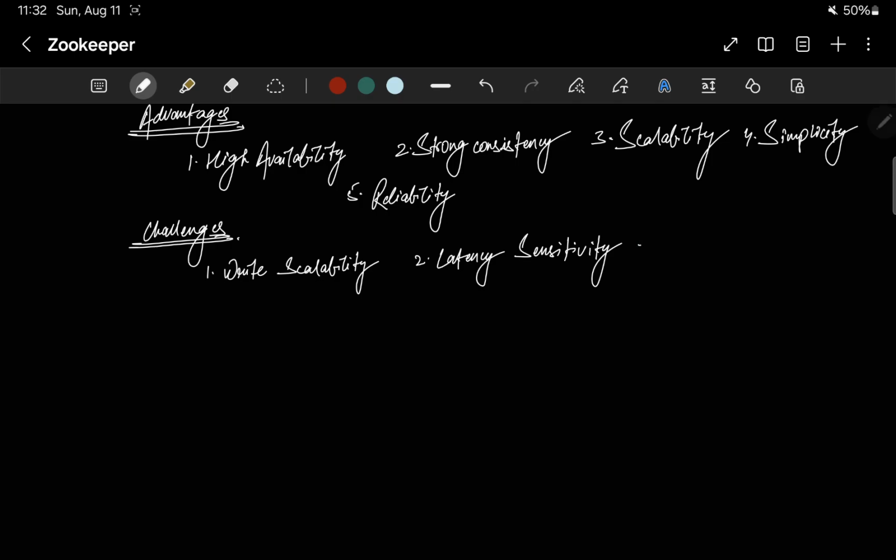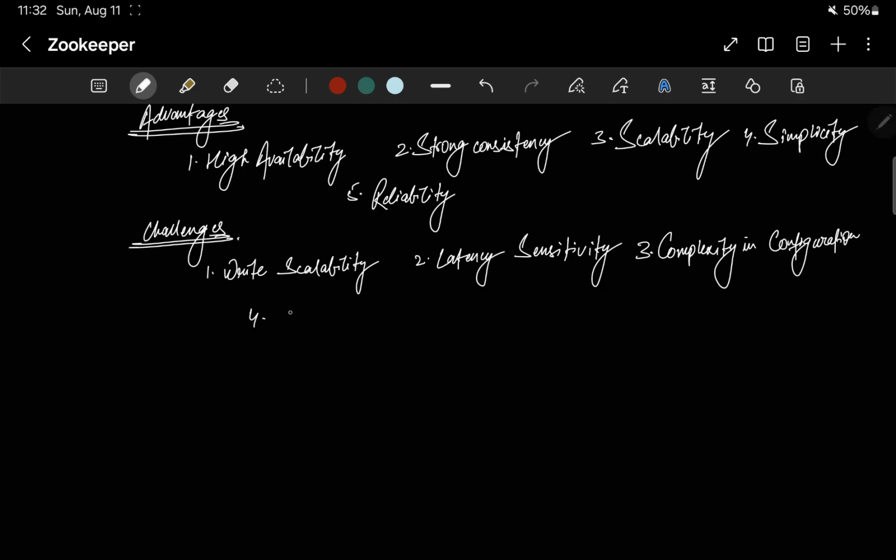Okay. Next is complexity in configuration. Properly configuring ZooKeeper for optimal performance can be complex, requiring careful tuning of parameters like session timeouts and ensemble size. For example, in a large-scale cloud deployment, improper ZooKeeper configuration might lead to frequent session expirations or unnecessary failovers, which affects the overall system performance.